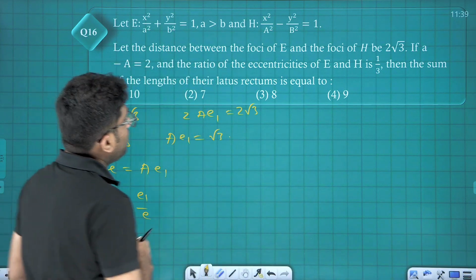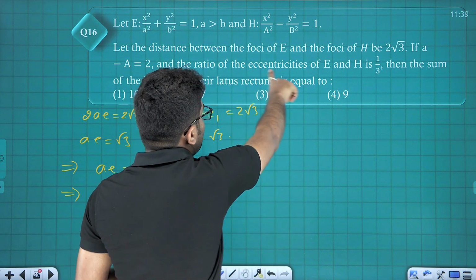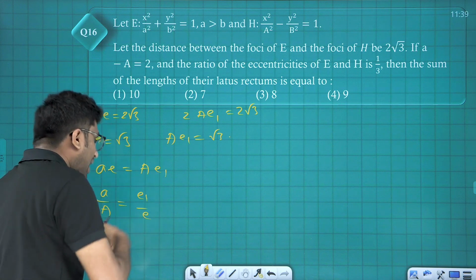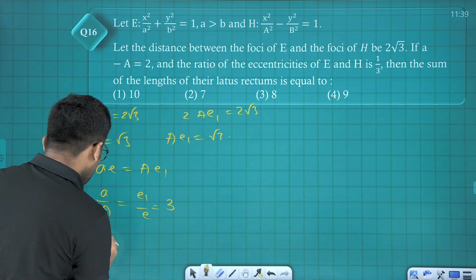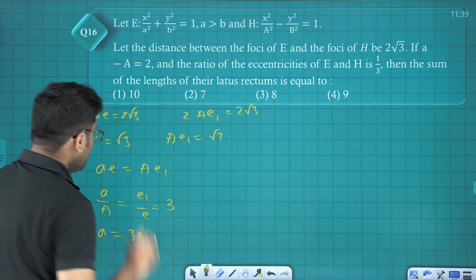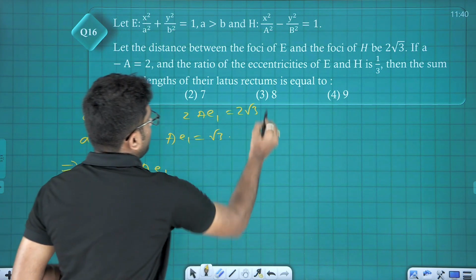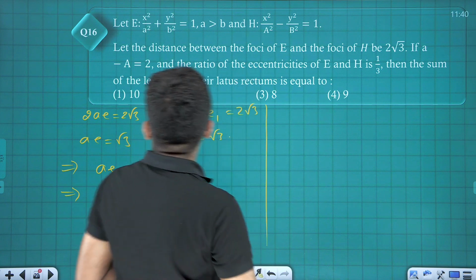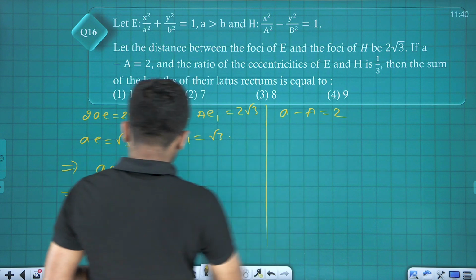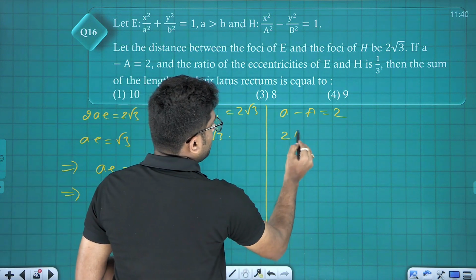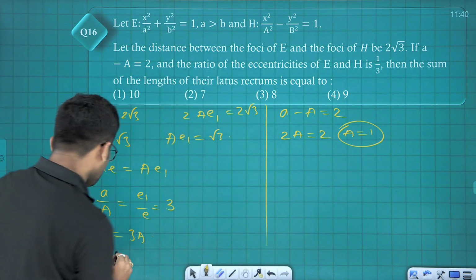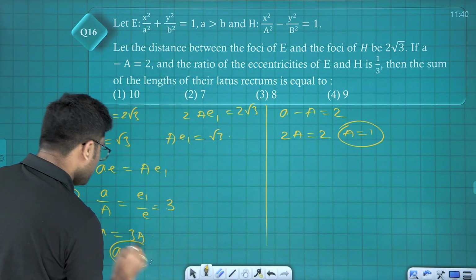Okay, fine. But they have given something. The ratio of the eccentricity of the ellipse and the hyperbola is 1 by 3. Here we have the hyperbola and the ellipse, which is nothing but 3. So a is equal to 3A. A is 3A, friends. They have given small a minus A is equal to 2. So this is 3A minus A, 2A is equal to 2. A is 1. If A is 1, small a is equal to 3 now.